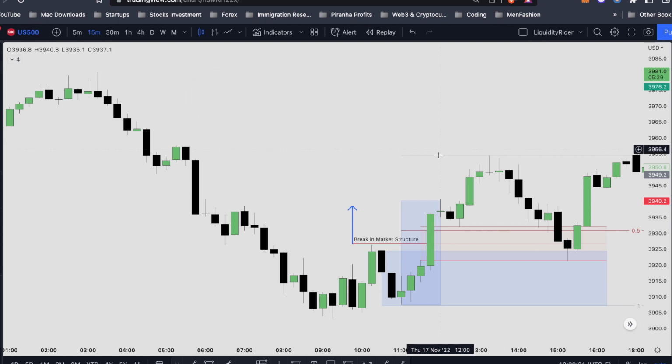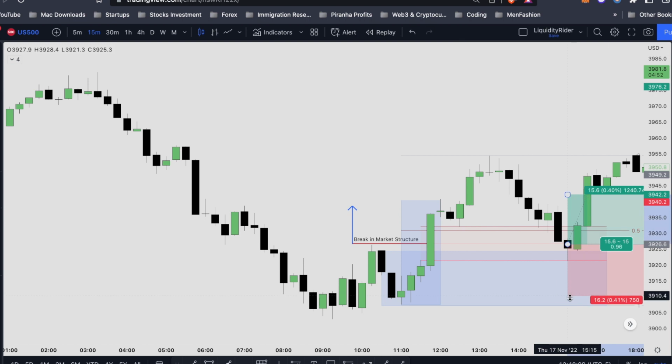This will not only help us to increase our win rate, but at the same time help us to identify our A+ setup. So if we have taken this trade, let's say around this level, our stop loss below this low and targeting these highs or even the fair value gap over there.